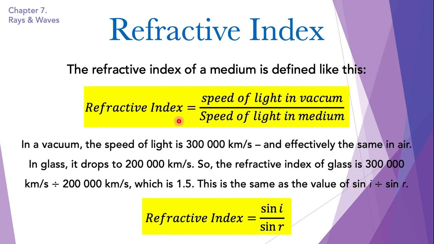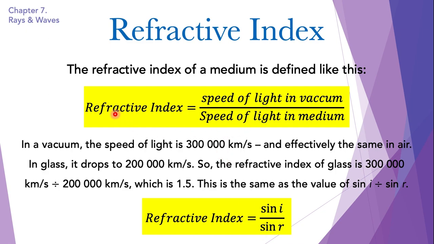In a vacuum, the speed of light is 300,000 kilometers per second and effectively the same in air. But in glass, it drops to 200,000 kilometers per second. We have read this, of course. So the refractive index of glass is 300,000 kilometers per second divided by 200,000 kilometers per second, which is 1.5. This is the same as the value of sin i divided by sin r. So there are two ways we can find the refractive index of a medium.